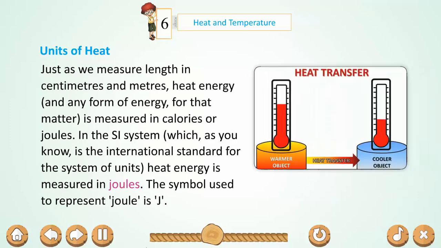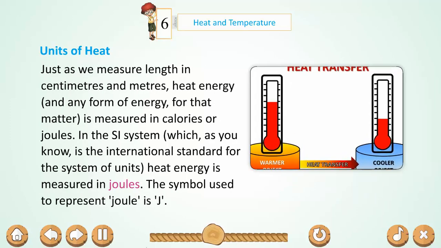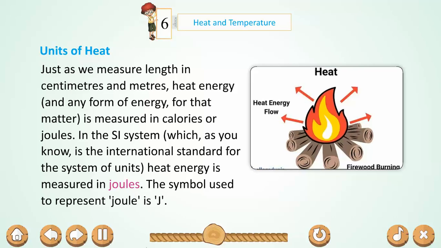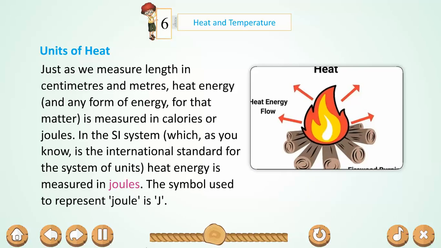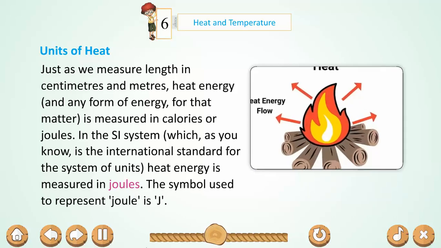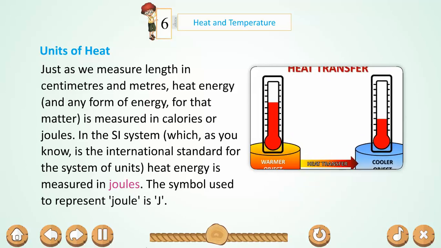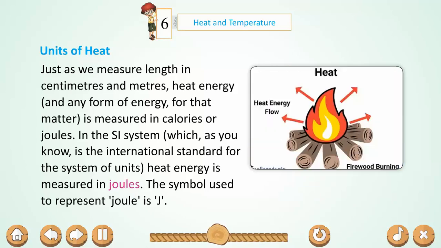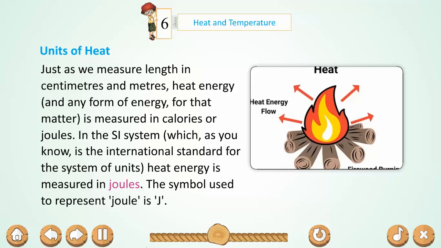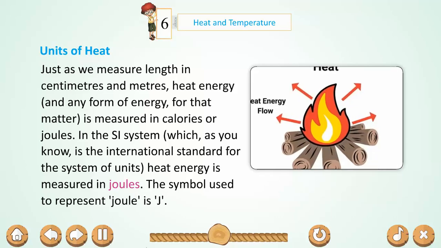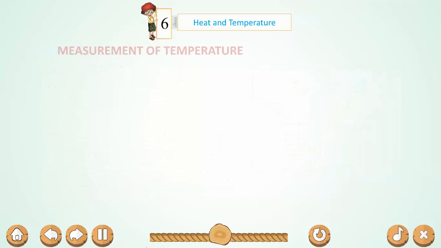Unit of heat. Just as we measure length in centimeters and meters, heat energy, and any form of energy for that matter, is measured in calories or joules. In the SI system, which as you know is the International Standard System of Units, heat energy is measured in joules. The symbol used to represent joules is J.